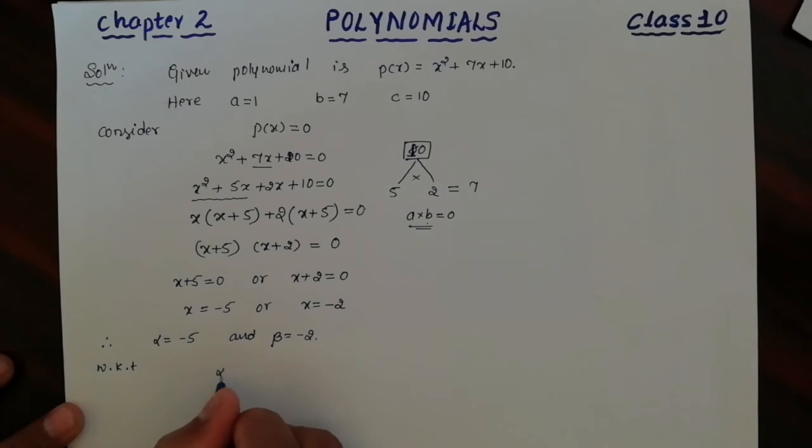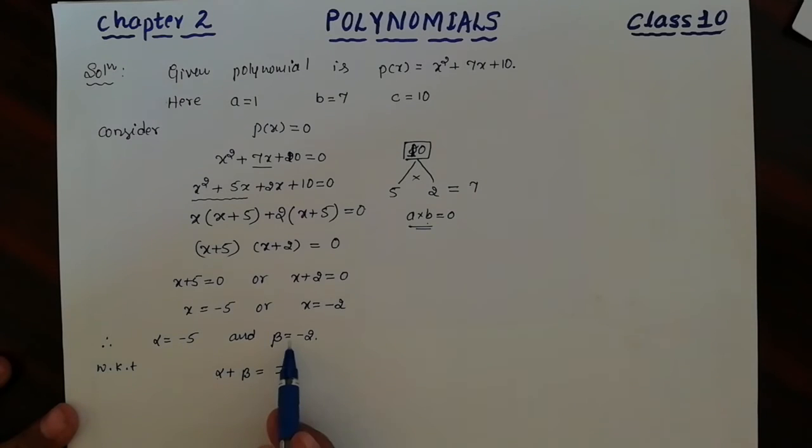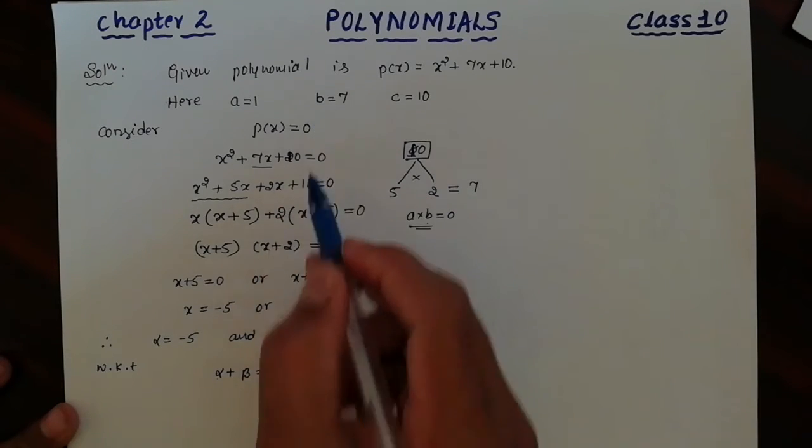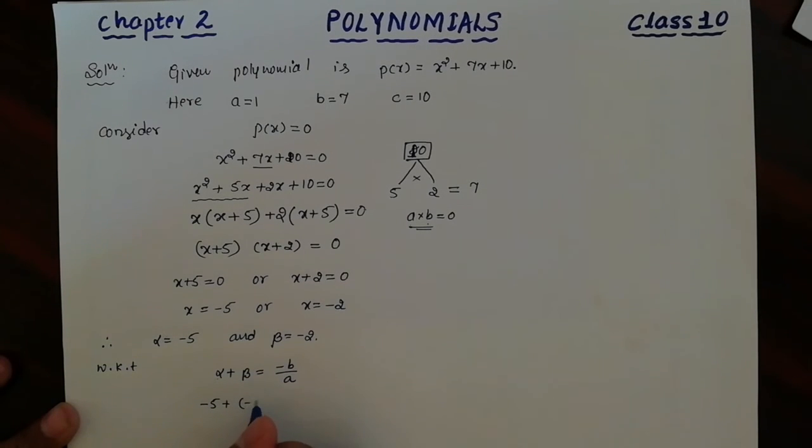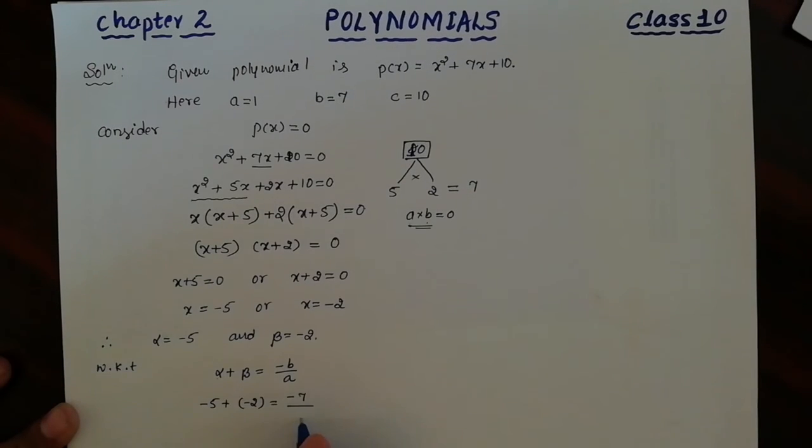We know that alpha plus beta is equal to minus b divided by a. You know the value of alpha, beta, b and a. Just substitute, and LHS should be equal to RHS. Alpha means minus 5 plus beta means minus 2, which is equal to minus b, which is 7, divided by a, which is 1. So minus 5 minus 2 is equal to minus 7 by 1, which is minus 7.